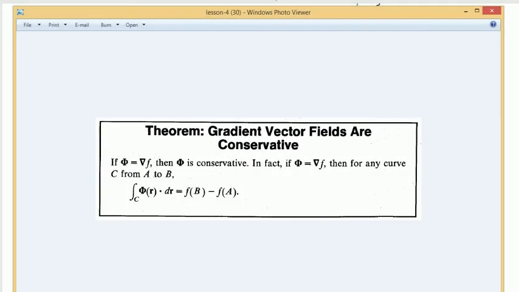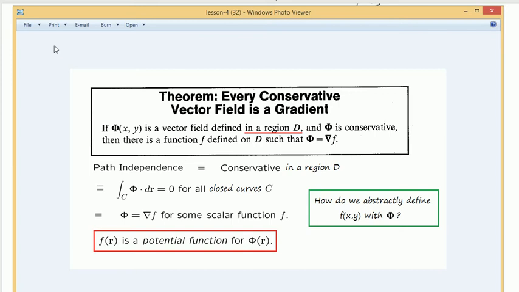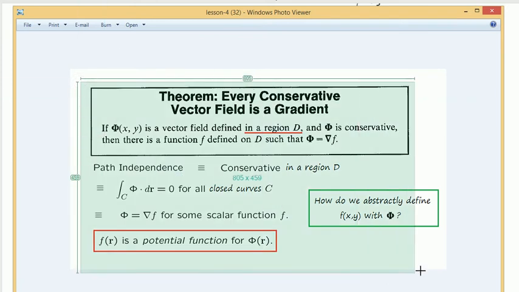So here's our fundamental theorem of line integrals again. It is computed like this: end value and beginning value. And this is our new result. Let's pay attention to this.